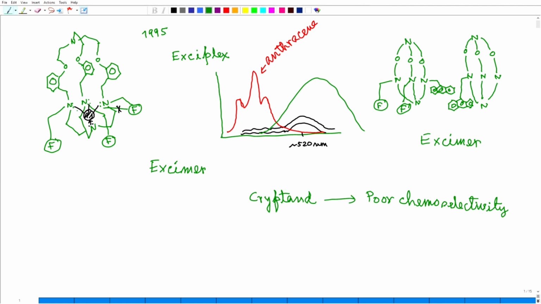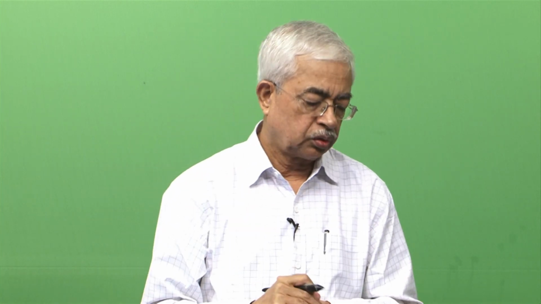Not only those, even if I put lanthanides or actinides, suppose I put europium or cerium or neodymium, I will always see fluorescence. So, that way this is no good, poor chemoselectivity. What I want is specificity, but unfortunately that was not there. The importance of this work is that this was the first example of transition metal induced fluorescence enhancement. So, that was a very important point.